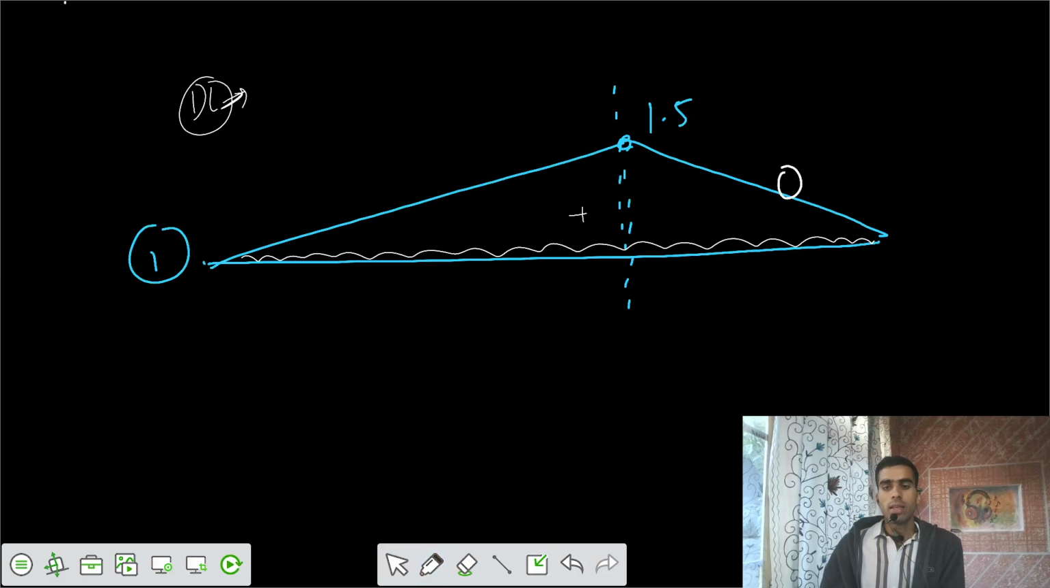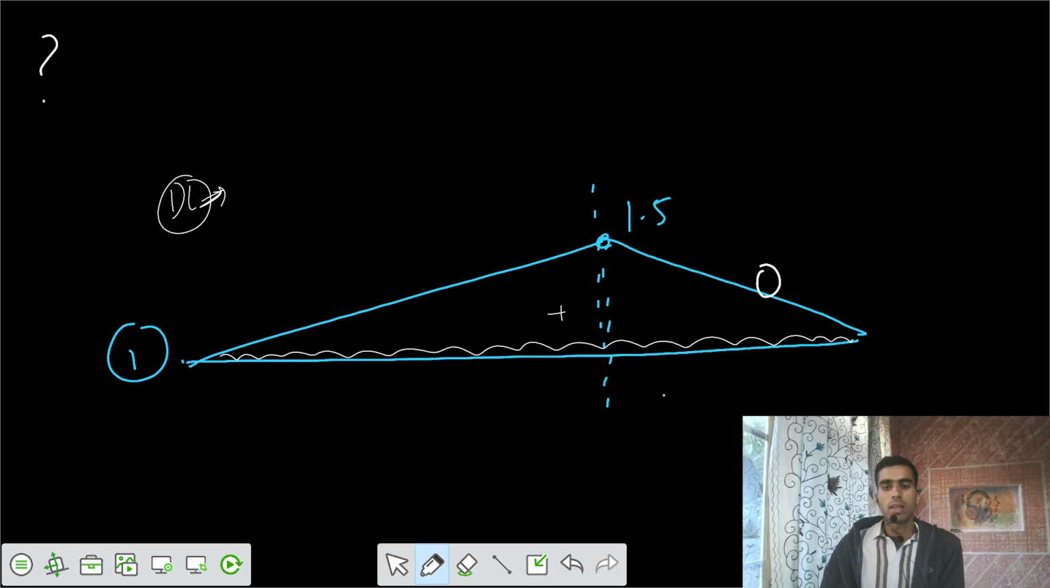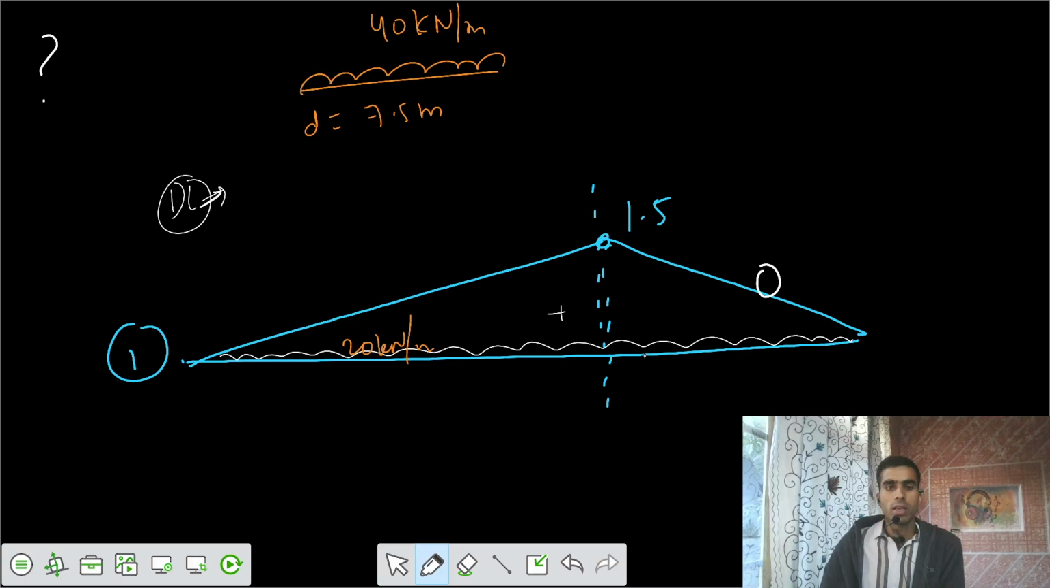Now we have to place the UDL, that's live load. Live load length is only 7.5 meter, d equals 7.5 meter with intensity of 40 kilonewton per meter. And this is your 20 kilonewton per meter intensity dead load. Now we have to place it in such a way that our force function is maximum.